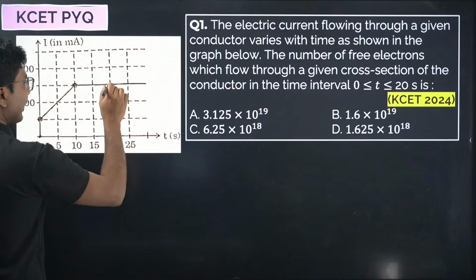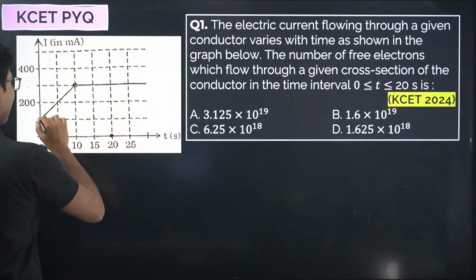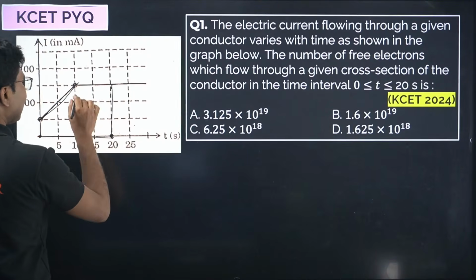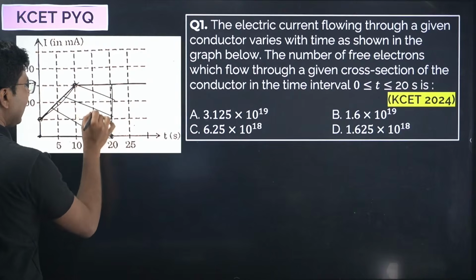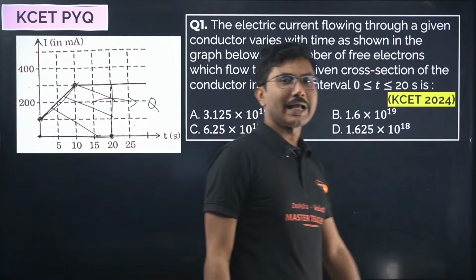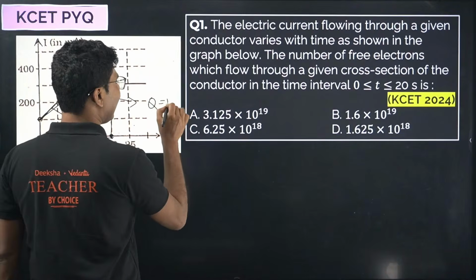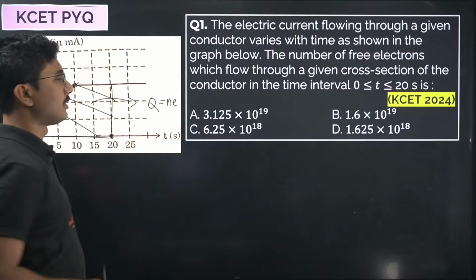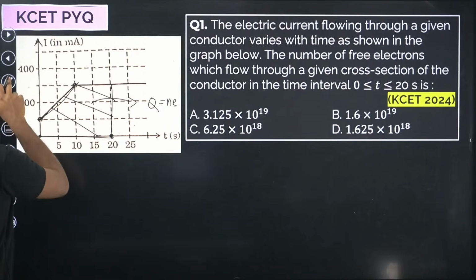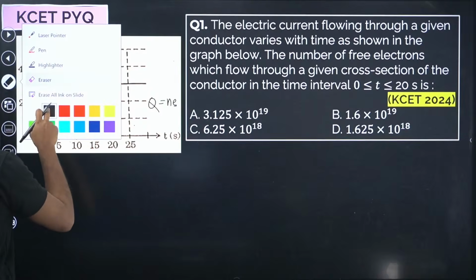I have already explained that this is a current I versus time graph. So if you can somehow calculate the area under this graph, you will be able to calculate the charge that is being carried away. If you can calculate the charge, the remaining part is easy. You need to use the formula Q = N into e and calculate N, the number of electrons. So N you have to calculate. First you have to calculate the area, and the area will give you the charge. So how to calculate the area?